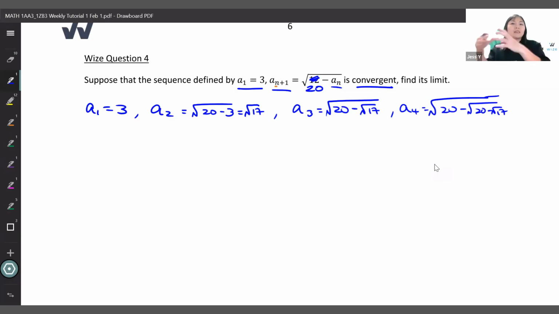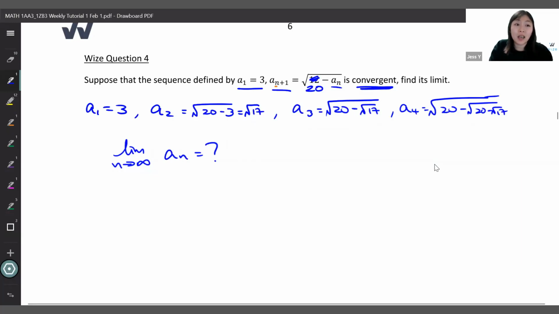So we're getting these nested square roots. And essentially you're asked to find the limit as n goes to infinity of an. That's what they're asking. Well, they're telling us that the sequence converges, meaning that the limit as n goes to infinity of an is going to be a finite number. That's what it means to be convergent, right? It has to approach a single number. It can't bounce back and forth. It can't equal one of the infinities. It equals a number L.